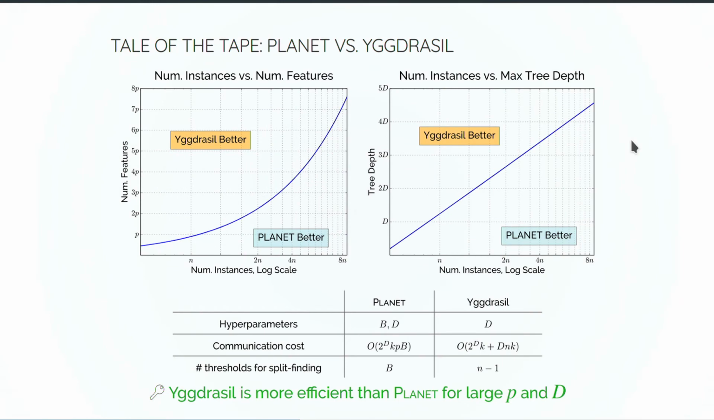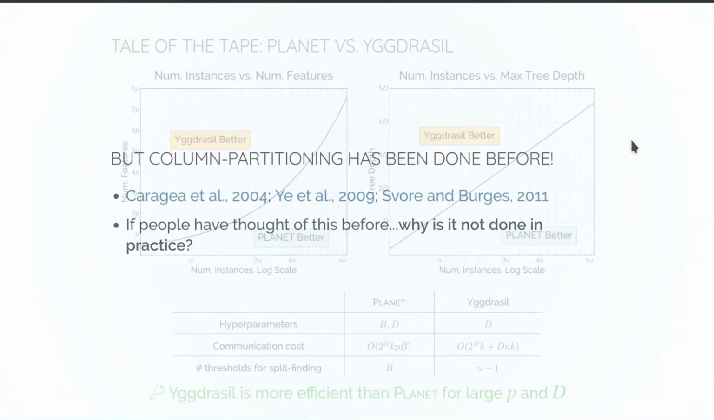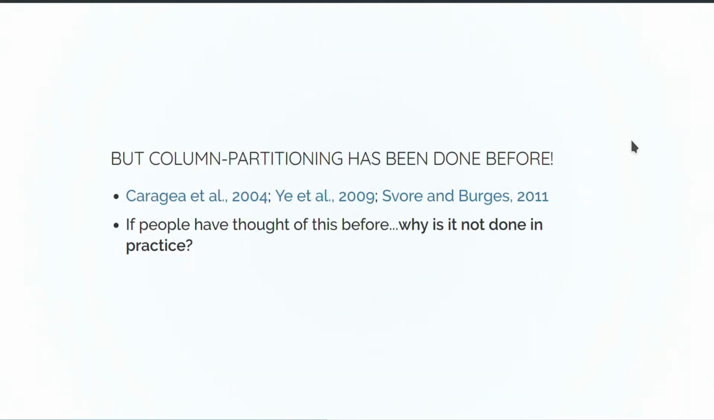And now, if you take these asymptotics and you start showing regimes in which one dominates the other, you'll see that for high dimensional data, as well as for very, very deep trees, Yggdrasil has better asymptotic runtimes than the PLANET approach. But this isn't news. Like I said, we still borrow column partitioning from the databases literature, and column-based partitioning has been done many times in the past. How did we get this published in NIPS?